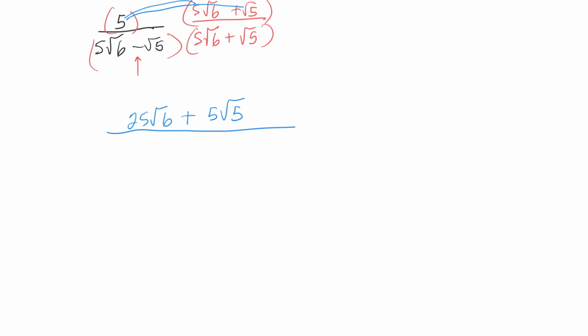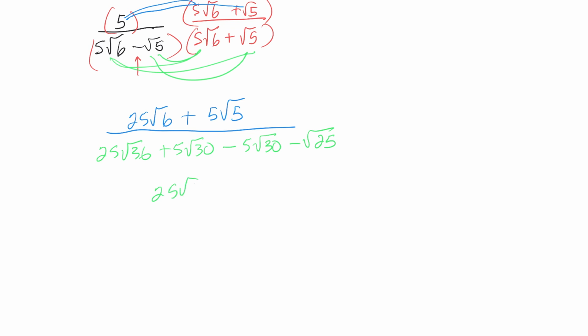we'll do the same thing. So this times this is 25 root 36. This times this would be plus 5 root 30. And this one would be minus 5 root 30. And then this times this will be a minus root 25. So on the top I have 25 root 6 plus 5 root 5.